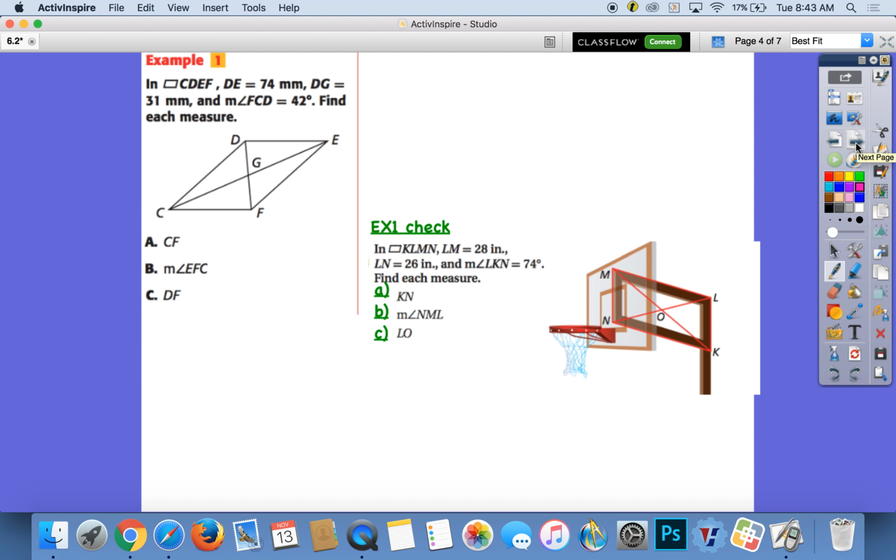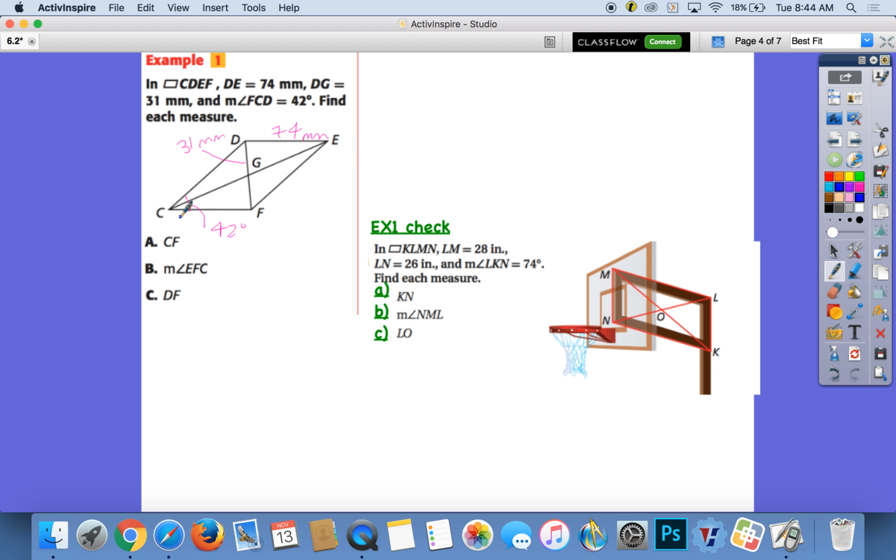So in parallelogram CDEF, DE is 74 millimeters, of course. We'll use our units. And DG is going to be 31 millimeters. The measure of angle FCD is going to be 42 degrees, so we want to find each measure. So we want to find CF. Okay, so let's go over here and get a different color. So I want to find CF.